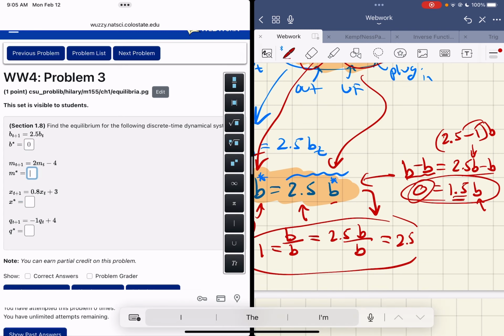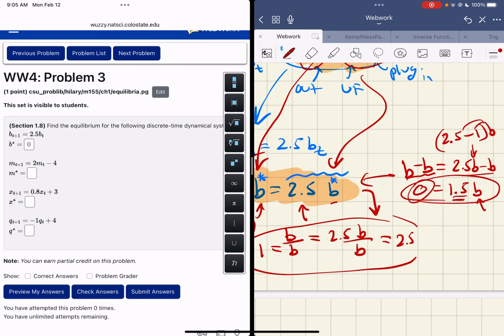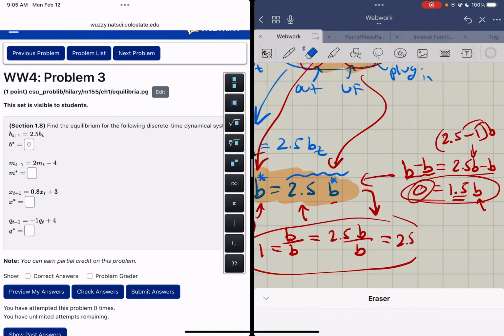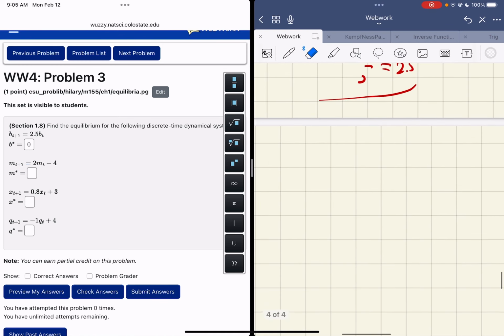Cool. All right, I'm not going to do all of these. I'm probably just going to do one more, because once you can, it's literally just get rid of the subscript. M is equal to 2m minus 4, and solve for m. That's it. That's what you do every time, okay? All right, so what should I do?